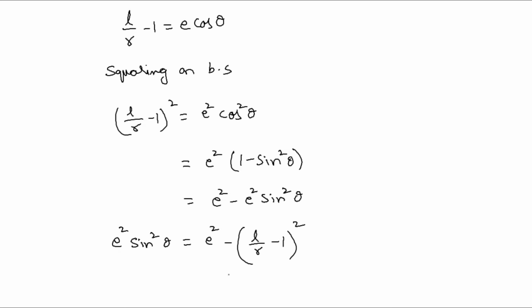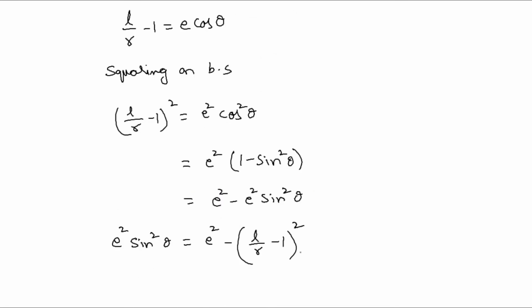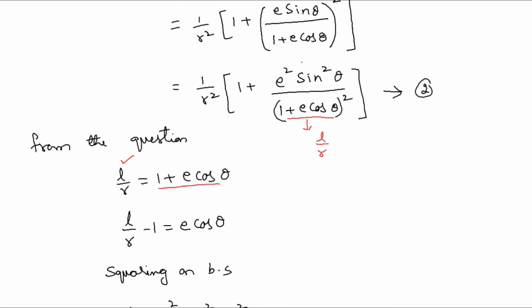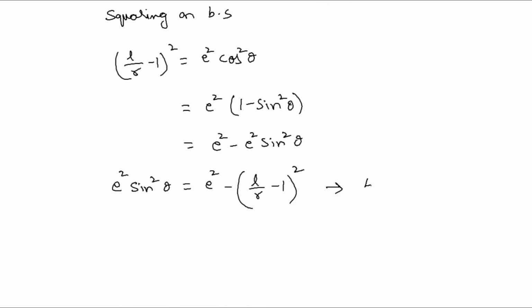So now the numerator value is also obtained. E square sine square theta is E square minus (L/R − 1) whole square. We substitute in equation number 2, which we have over here. So we need to just plug in the values. We have obtained this E square sine square of theta, and that value I have to plug in the numerator. The denominator value you also have over here, so let me take this denominator value as equation number 3 and the numerator value as equation number 4. We need to substitute equation number 3 as well as equation number 4 back in equation number 2.